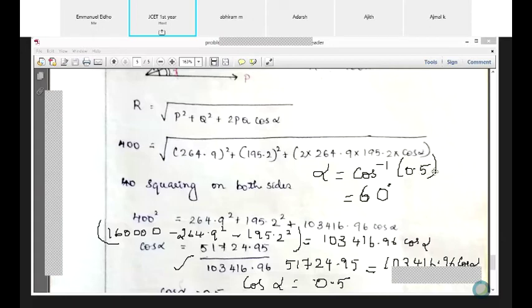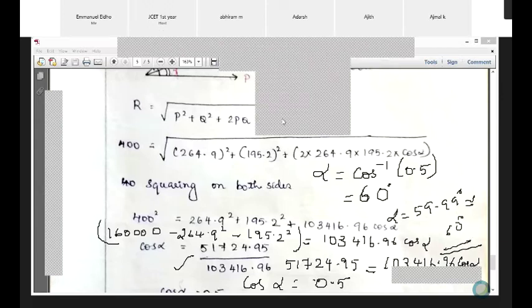ഇനി ചിലർ 0.49 അല്ലെങ്കിൽ 0.5 സംതിങ് ഇട്ടാൽ, അത് approximately 60 ഡിഗ്രി ആയിരിക്കും കിട്ടുന്നത്. Alpha is equal to, that is approximately equal to 60 degree. Is it clear? Hello?